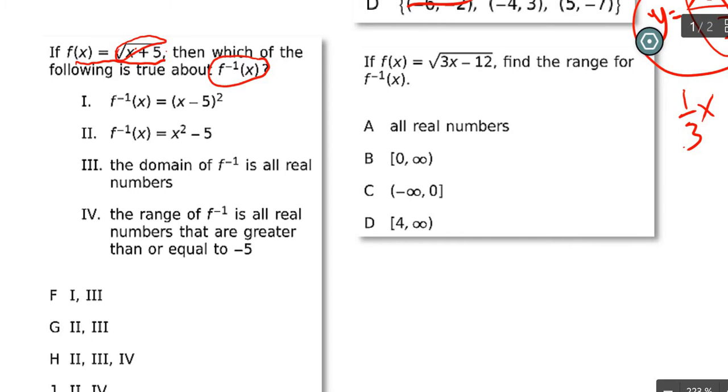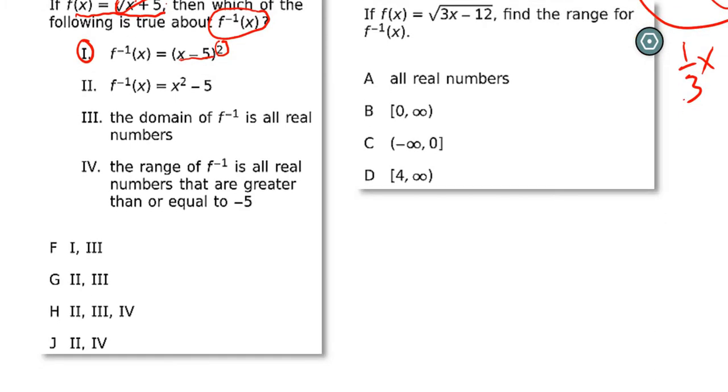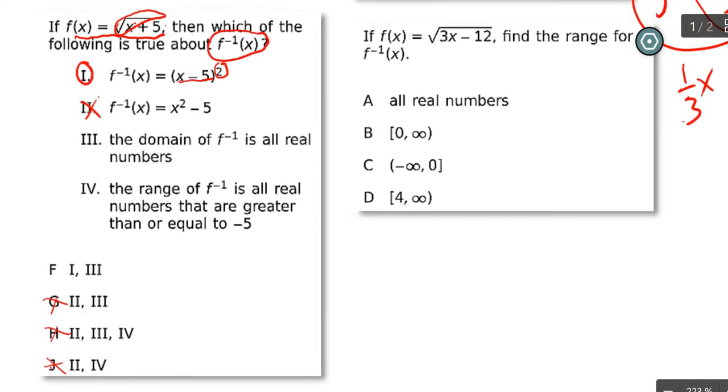So this one is the one that says we must subtract 5 first and then take the squares of both sides. So this is true for sure. We can do an elimination process now and see which answer choices do not have 1 in their answers. So we can see that all these don't have one. They're out. So obviously answer 2 is not correct, because it's saying we should take square before we subtract 5, which is not true.